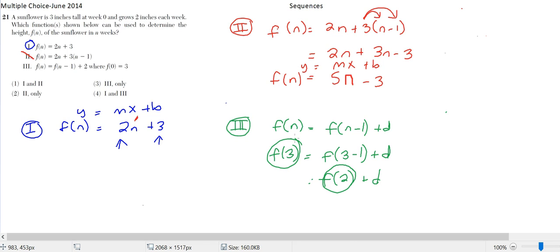And d is the common difference, which is the amount that we're adding each week or each time. So we're adding, in this case, 2. And that is correct because over here it's also a plus 2. So 1 and 3 are correct, and the correct answer is choice 4.